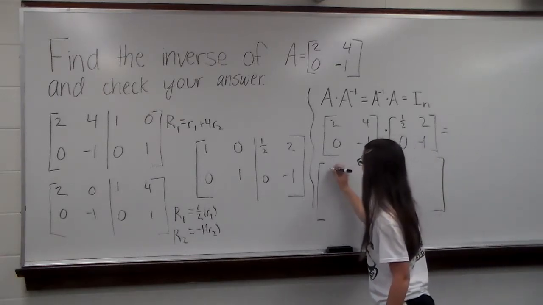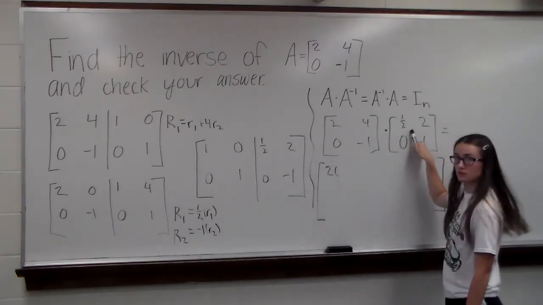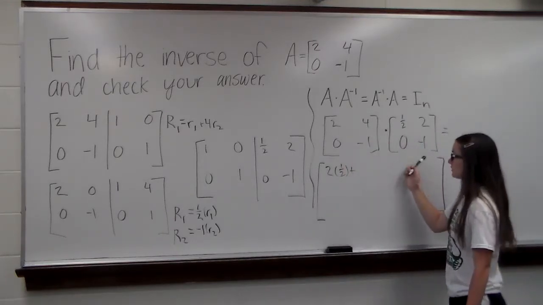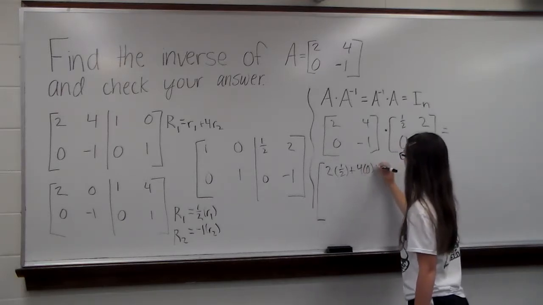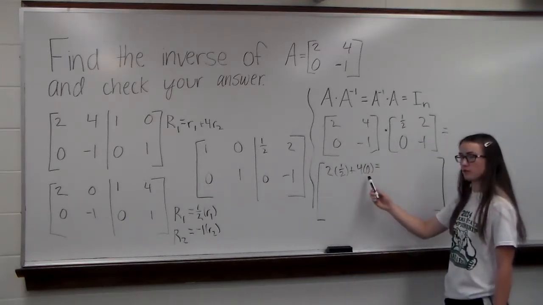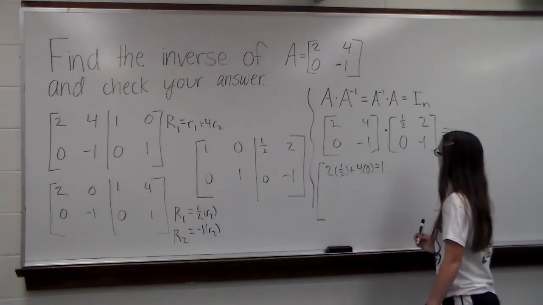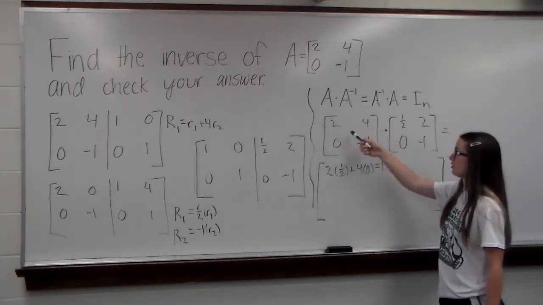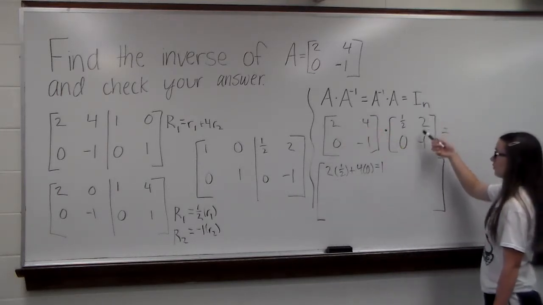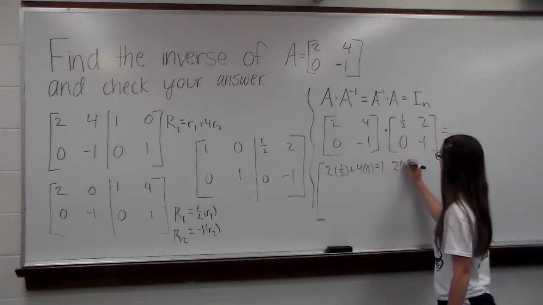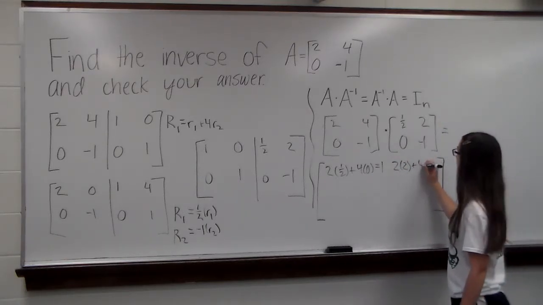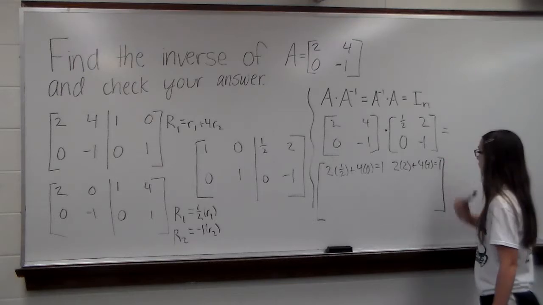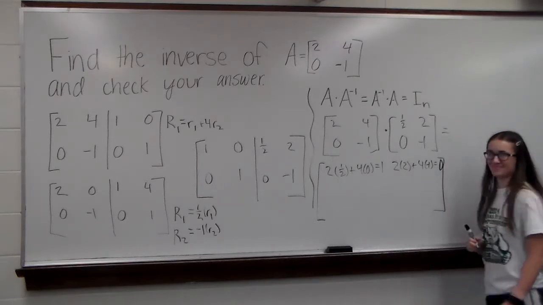So we would have 2 times 1/2 plus 4 times 0, which gives us 1 plus 0, which is 1. Then for the next entry over here, we do kind of the same thing. So we would match up the row over here with the column over here. So we have 2 times 2 plus 4 times negative 1, which gives us 4 plus negative 4, which is 0.